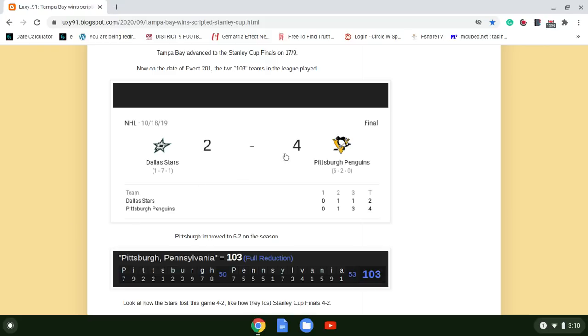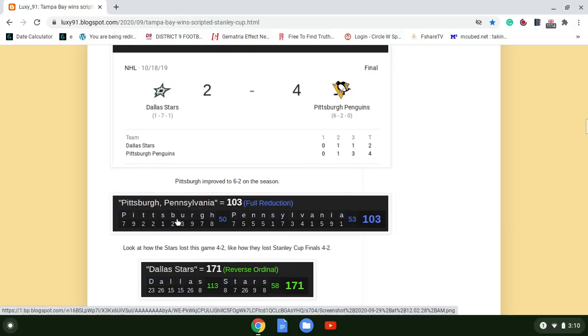So notice how the Penguins won this game 4-2, like how the Tampa Bay Lightning won the series 4-2. Again, predictive programming, perfect foreshadowing. The Stars became 1-7-1 in this game, like how Dallas Stars was 171, and Tampa Bay got their 18th all-time playoff series win by beating the Stars in the Stanley Cup, when 171 is the 18th triangular number.